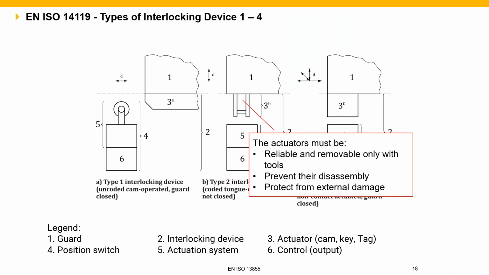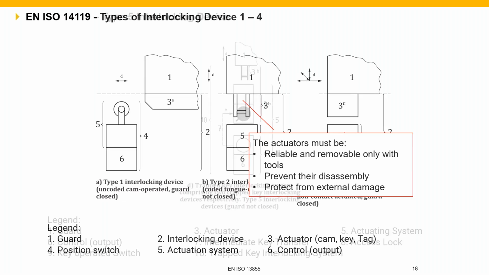The actuators, again, must be reliable and removable only with tools. We need to prevent their disassembly, so we shouldn't be able to take the actuator out of its fixings. And again, we protect them from external damage, so that they're not going to be broken and need to be changed, as we have on any system. So that's types 1 to 4.